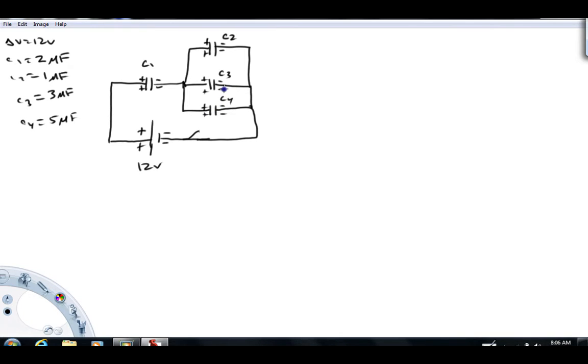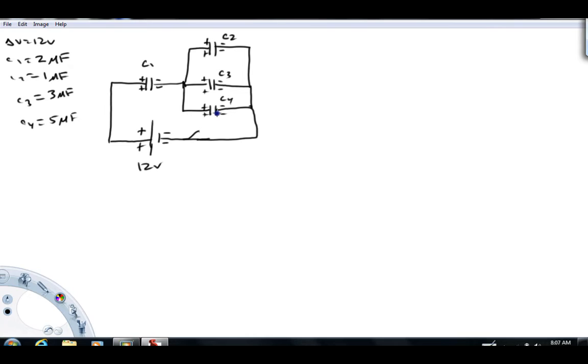The reason for that is this positive terminal of the battery will draw electrons, and this negative terminal of the battery will push electrons away. So there's going to be a charge shift. We're going to draw electrons from this plate, leaving it positively charged. We're going to push electrons from this part of the battery into this part of the circuit, negatively charging all of these. So this is the charge configuration we're going to end up with.